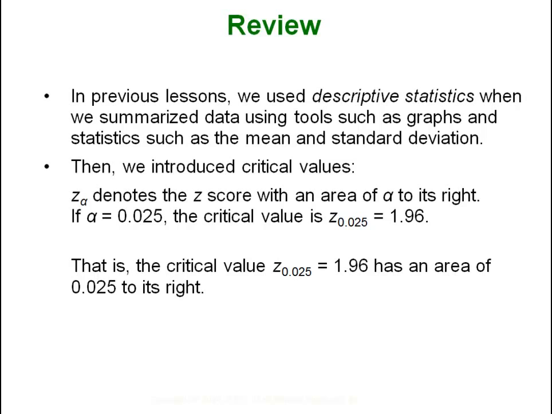So far in statistics, we've just used descriptive statistics, means, medians, modes, standard deviations, graphs, and tables, to basically describe or summarize our data. Then we introduced the idea of z-scores and critical values, and we were able to calculate these cutoffs that gave us a certain percentage. So z of 0.025 gave us 2.5% of our data to one side or the other of that critical score.